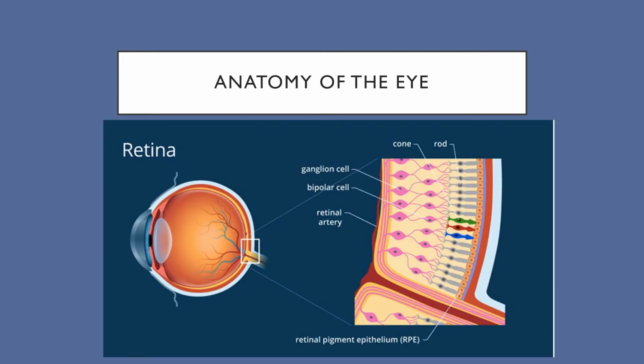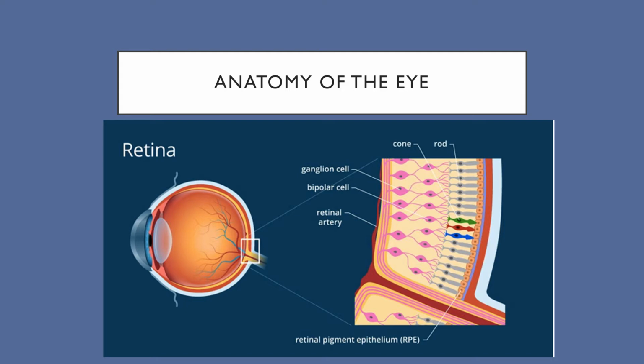Now, as the name suggests, macular degeneration is a disease of the macula. So let's take a few moments to remind ourselves what this is. The macula is an oval area near the centre of the retina. The retina is at the back of the eye. This is what we see during fundoscopy.